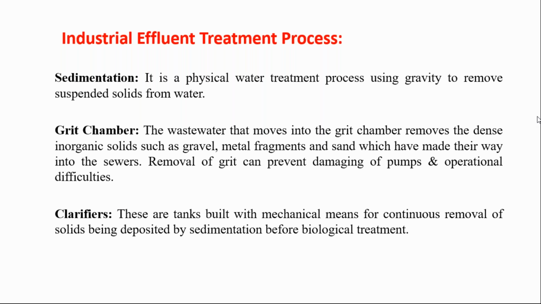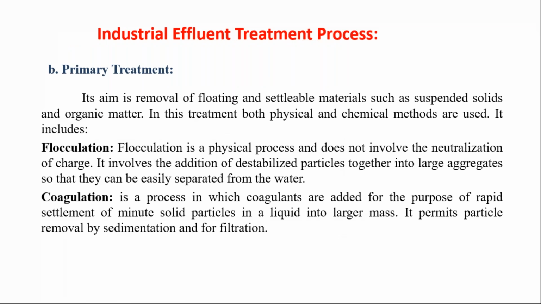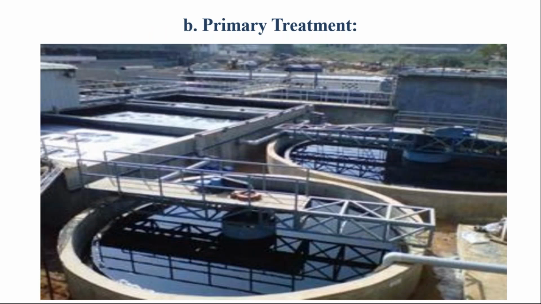Then the next one is primary treatment. The aim of this primary treatment is removal of the floating and settleable materials such as suspended solids and organic matter. In this treatment, both physical and chemical methods are used. So it includes flocculation, coagulation, and these are the different facilities. We have discussed these flocculation and coagulation, so I am repeating in short.